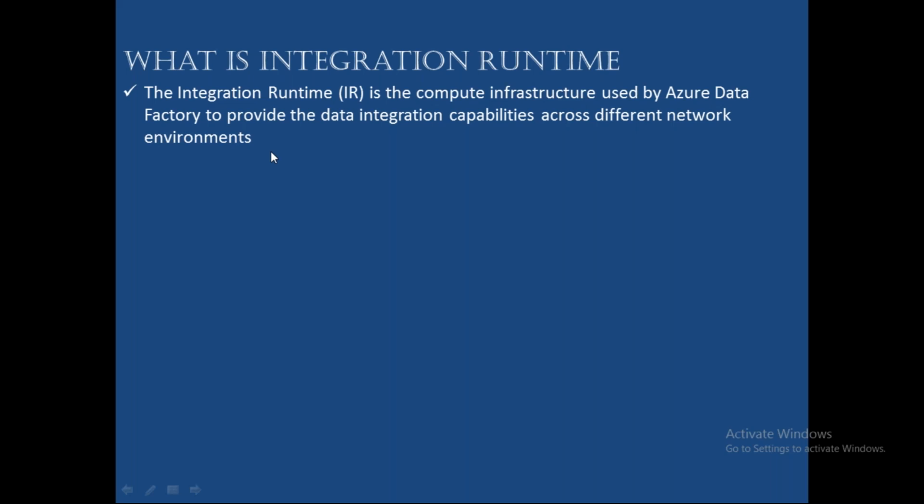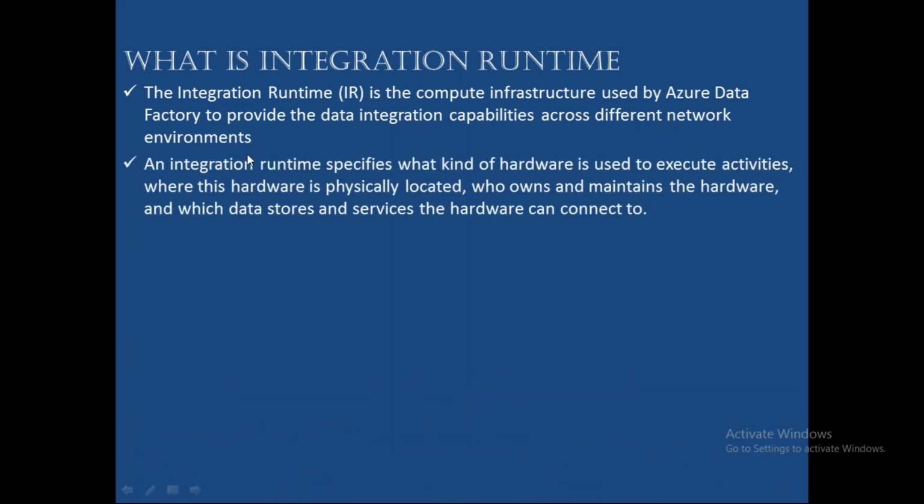So when you want to move data from a private network to a public network, or public network to a private network, or from one storage to another storage within the private network, or within the cloud, we need to use the integration runtime. This integration runtime can provide the data integration capabilities across different network environments. What are those different network environments? It may be on-premise to cloud, on-premise to on-premise, or cloud to cloud. It can be any network.